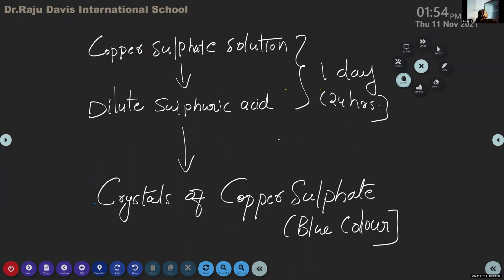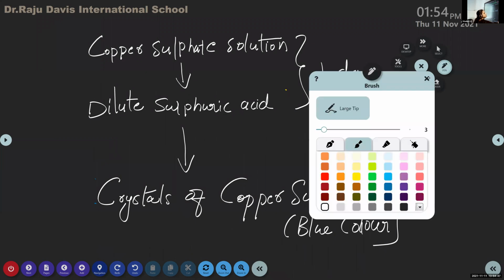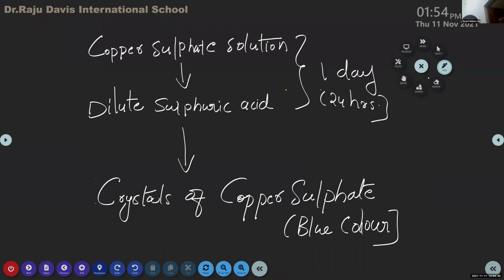Is it enough? Is it clear? Yes, ma'am. Copper sulfate solution, add 2 or 3 drops of dilute sulfuric acid, keep it for 1 day, then you can observe crystals of copper sulfate formed in the beaker. So from the same copper sulfate solution, we produce the crystals of copper sulfate in its pure form. This process is known as crystallization.